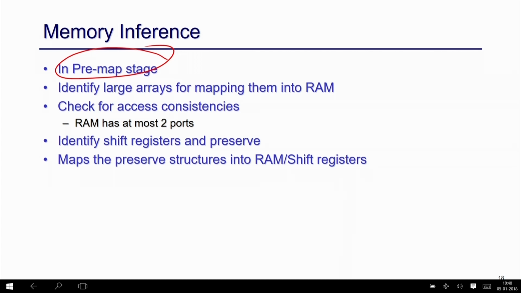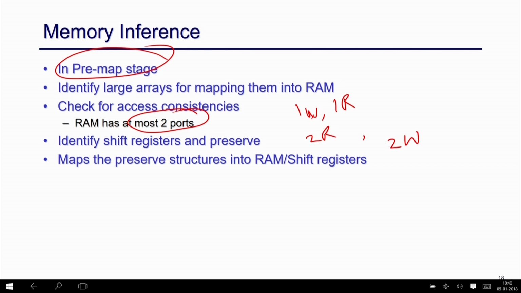So, identify the big arrays, and then you preserve that, so that you can map them into RAM. Again, the problem here is that the RAM has a fixed number of ports, maximum 2 ports, maybe one write port, one read port, or maybe 2 read ports or 2 write ports, right. So, these are the possibilities. Based on the access pattern of that register, we have to decide whether this can be mapped to a register or to a RAM or not.